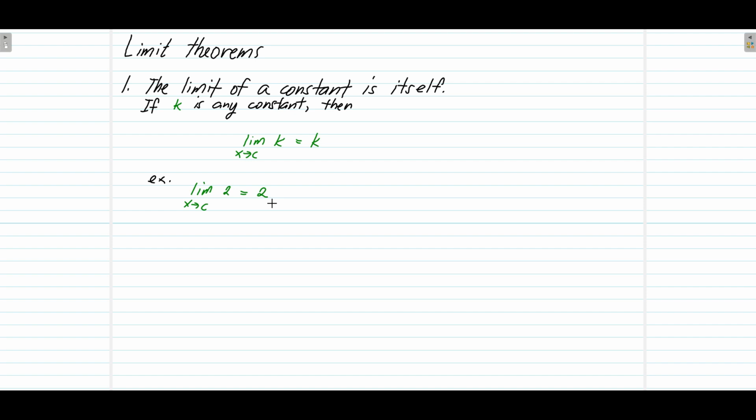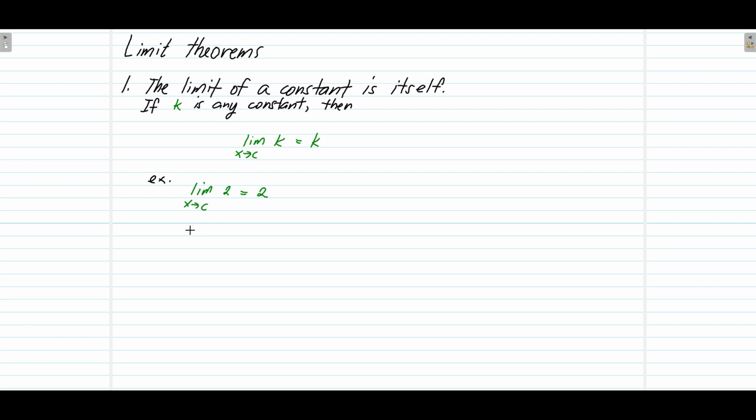Number 1 is the limit of a constant is itself. Considering that k is any constant, then we can say that the limit of k, which is the constant, as x approaches c, is equal to the constant, or simply k. Like for example, limit of 2 as x approaches c is equal to 2.